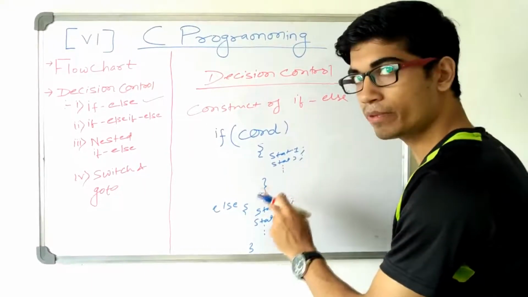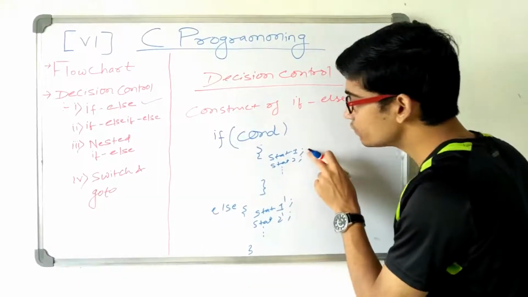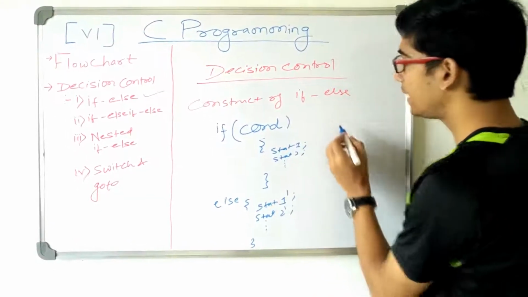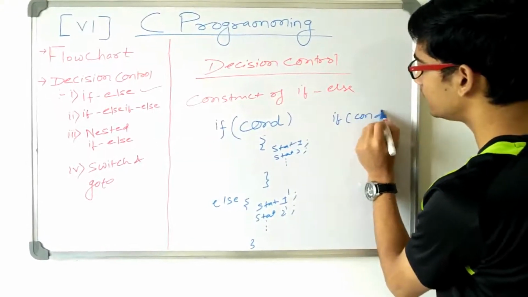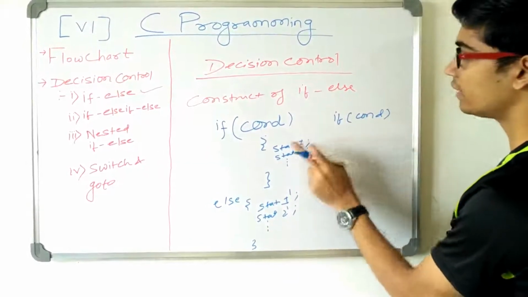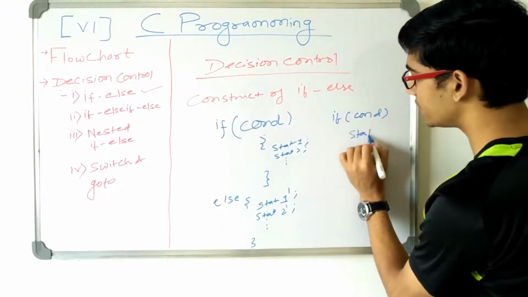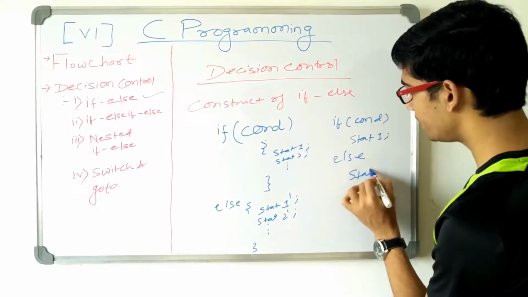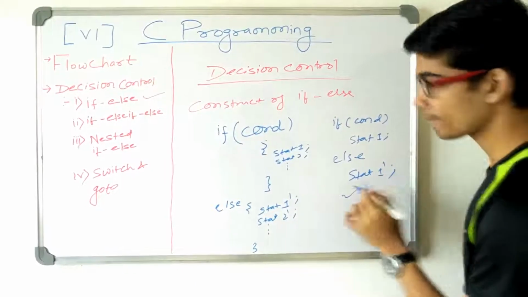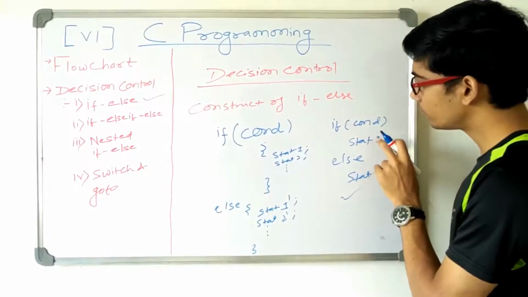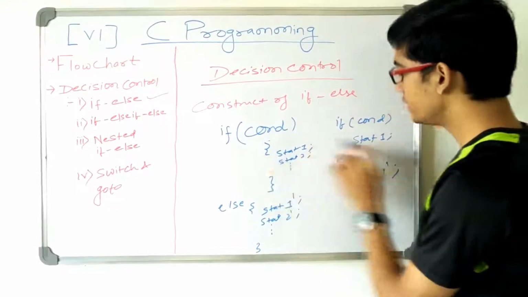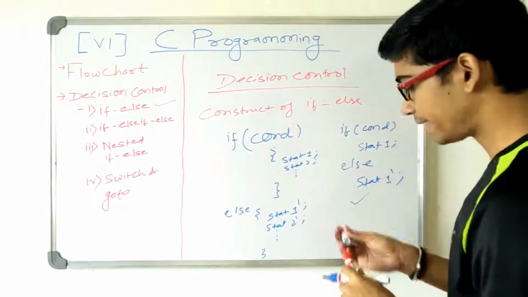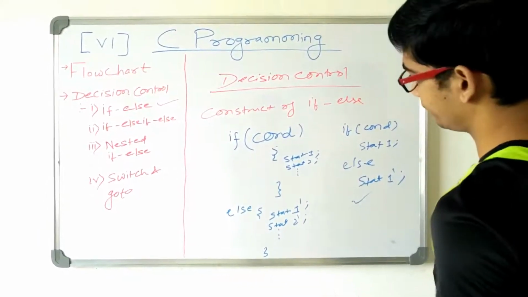One more important point to notice is that whenever we are using only one statement, we need not provide the braces. If I write if condition, and we do not open curly braces, and there is only one statement, statement 1, it is well and good. Then again we can write else and statement 1 dash, which is also fine. But if there are more than one statements, then we have to enclose them in curly braces as shown here. Now let us move to a practical example of if-else statements.